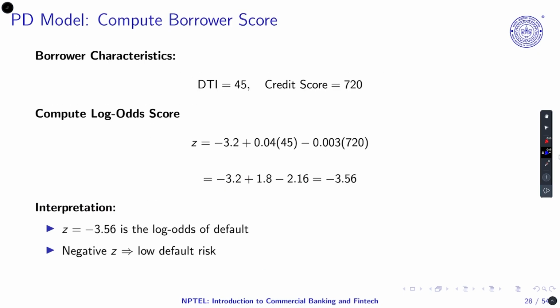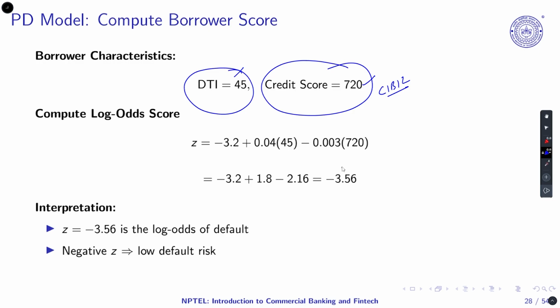Now suppose I get this data from their KYC. The credit score I get through CIBIL; suppose CIBIL in India gives the credit score, so I get the data from there. I get the debt-to-income from their KYC declaration, and what comes out is 3.56. So the log odds of default is going to be 3.56. But what is the meaning of this 3.56?